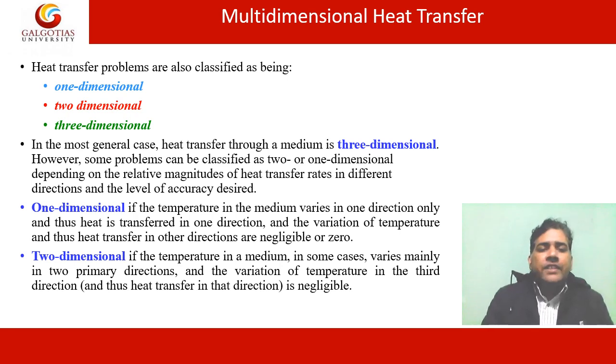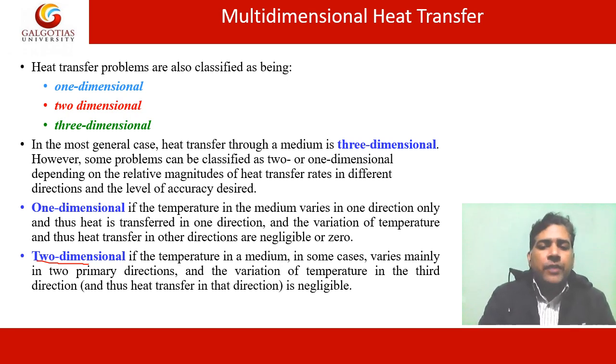Similarly, if along only two directions the heat transfer has some significance, and along the third direction heat transfer is almost zero or negligible, that kind of heat transfer is called two-dimensional heat transfer. If the temperature in a medium in some cases varies only in two primary directions, and the variation of temperature, and thus the heat transfer, in the third direction is negligible, this is the meaning of two-dimensional. The general case is three-dimensional heat transfer.